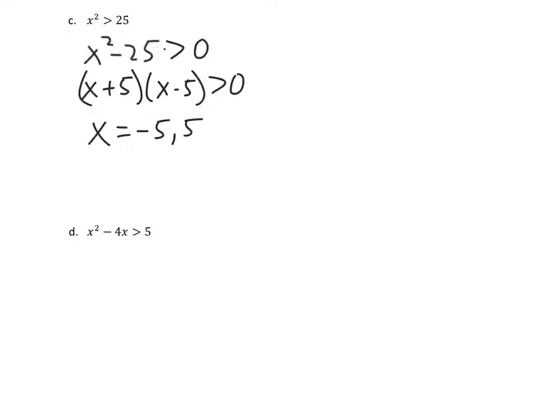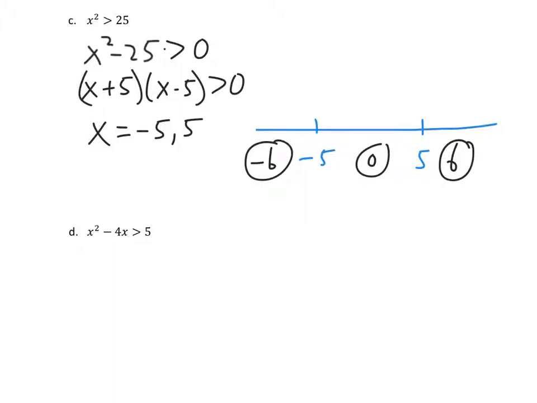So we'll plot those on a number line. Here's -5, here's +5. There's 3 test intervals. For test values, I'll pick -6, 0, and 6. And then when I substitute those into the problem, let's start with a -6, plugging it into this factored version here.